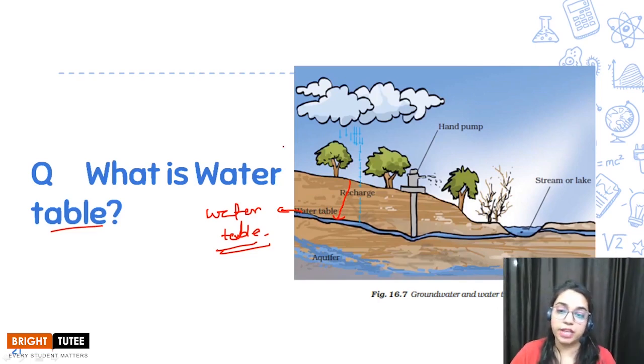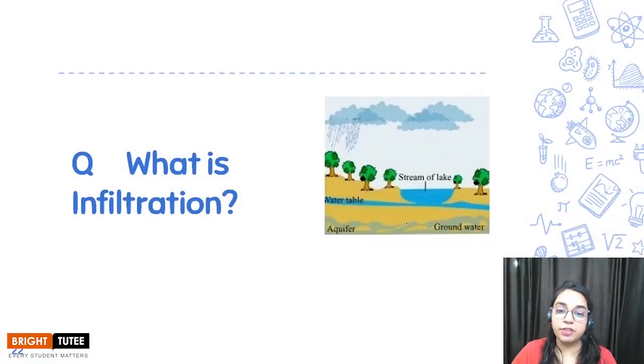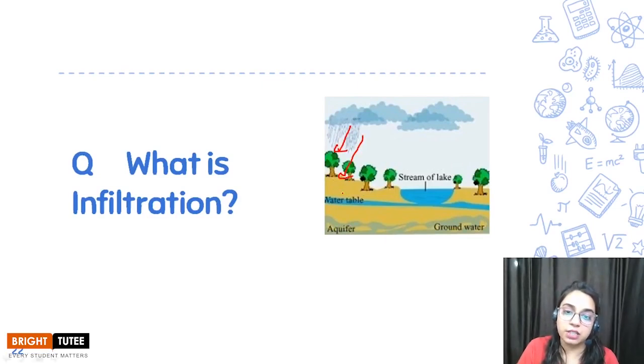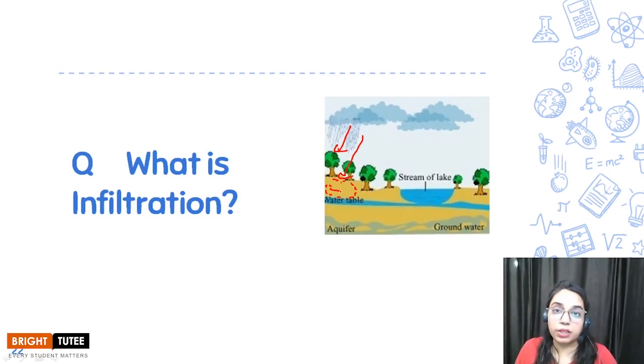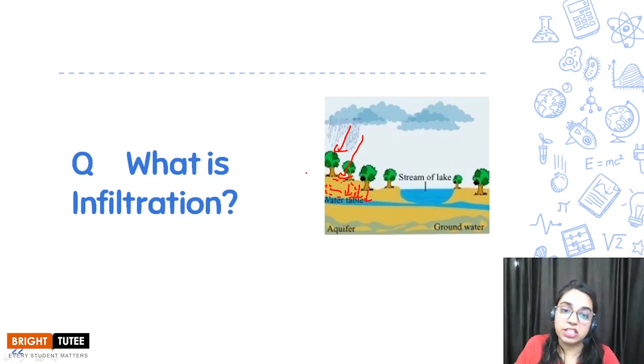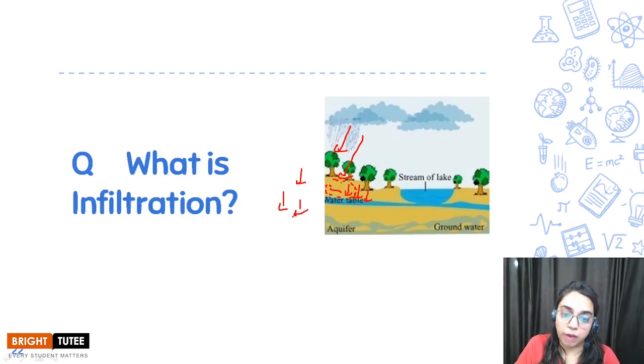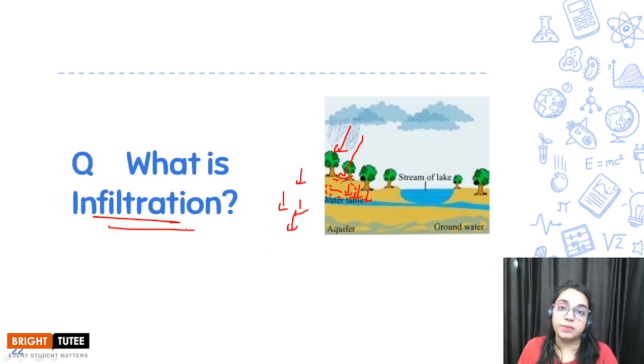So let's move to the next question, which is what is infiltration? So children, whenever rain falls on the surface or on ground area where the surface is not made up of concrete, we have free soil, so the water will seep down into the soil, and this seeping of water down the soil is known as infiltration, and it is this process which helps us in replenishing the groundwater, okay children? So this is all about infiltration.